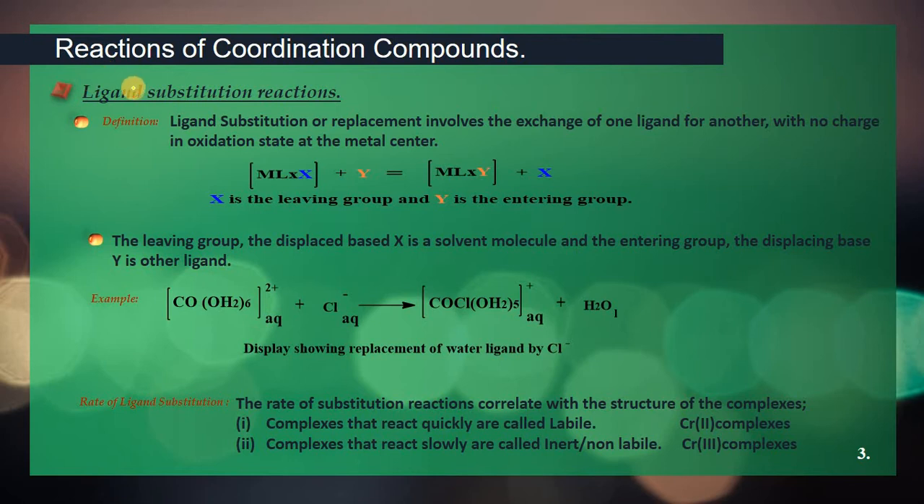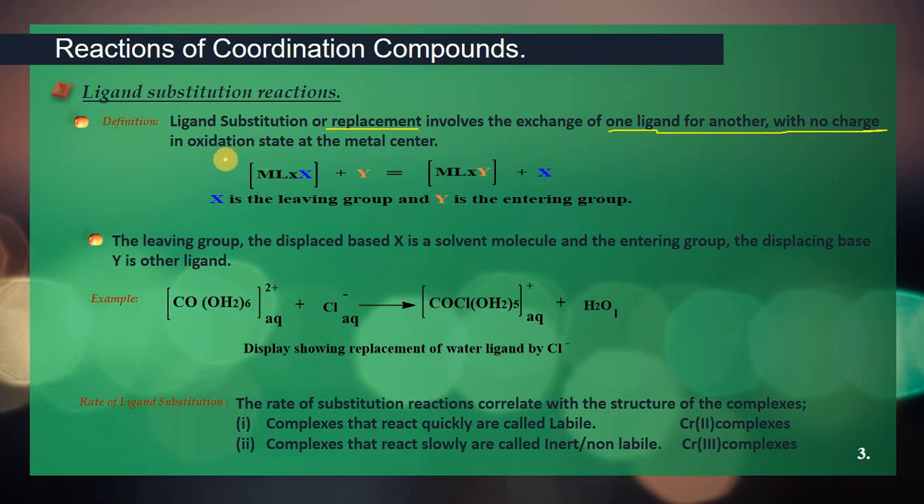I will now be talking about the reactions of coordination compounds. There are various reactions that take place in coordination compounds, of which I was able to talk about four. The first is the ligand substitution reaction. Ligand substitution, or replacement, involves the exchange of one ligand for another with no change in oxidation state at the metal center. As the name explains itself, it is just a replacement, an exchange, which is what I tried to illustrate here.